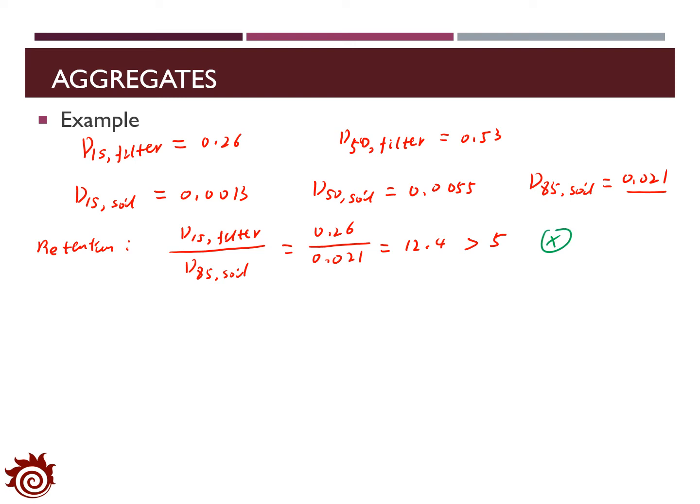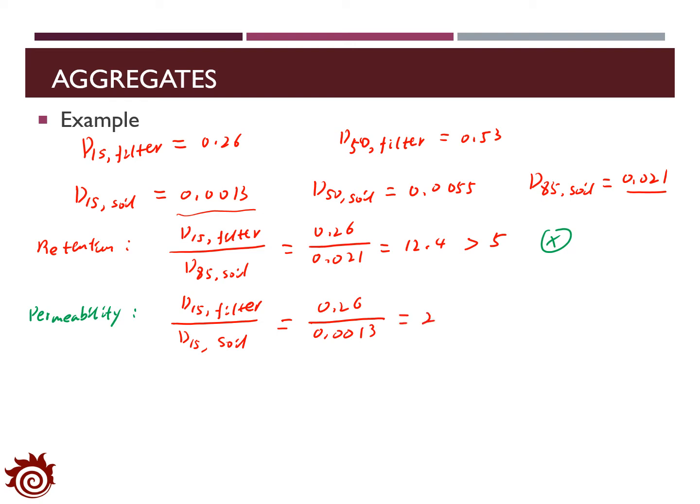And then let's check the permeability. We have the equation D15 filter over D15 soil. That is 0.26 over 0.0013, which gives you the ratio as 200. That is higher than 5. So we say that the condition is satisfied for permeability.